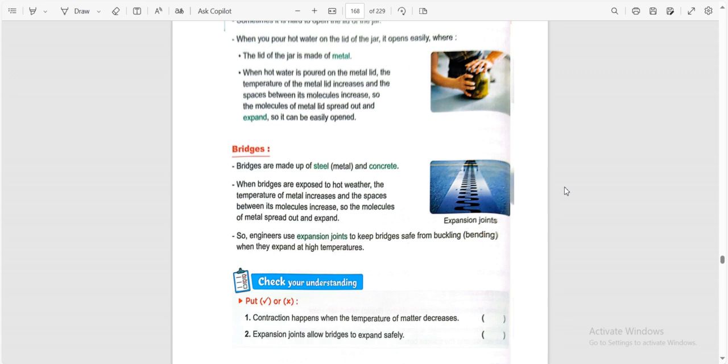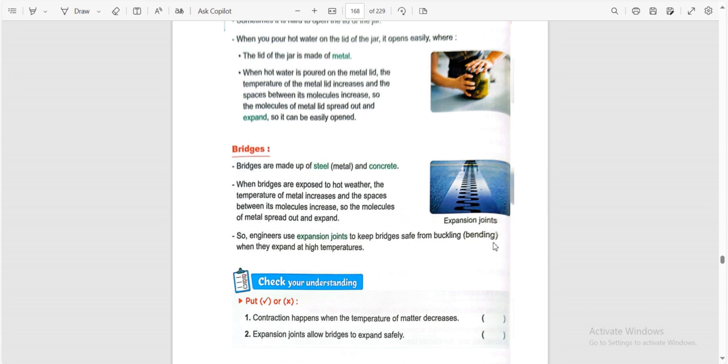Well, these joints are made of steel, and it's a metal, and these joints expand when it's hot. So they fill up these spaces here, and this protects the bridge from buckling or bending.